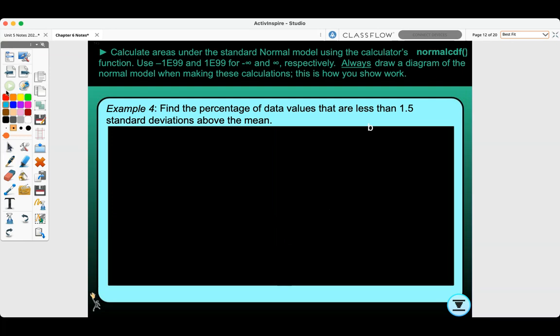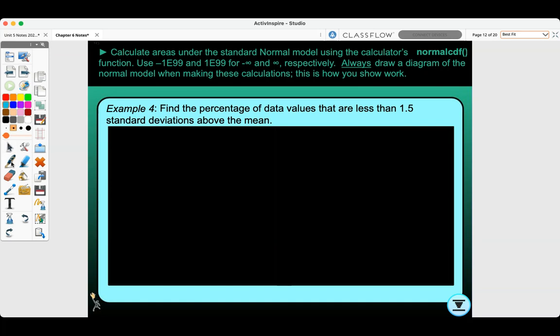Let's go ahead and look at some examples. Calculate the area under the standard normal model using the calculator's normal CDF function. Use -1 E99 and 1 E99 for negative infinity and infinity, respectively. Always draw a diagram of the normal model when making these calculations. This is how you show your work.